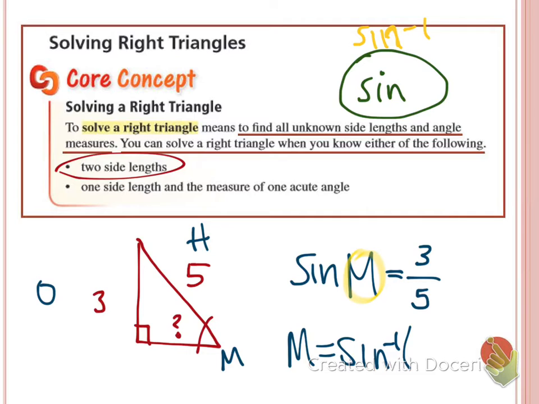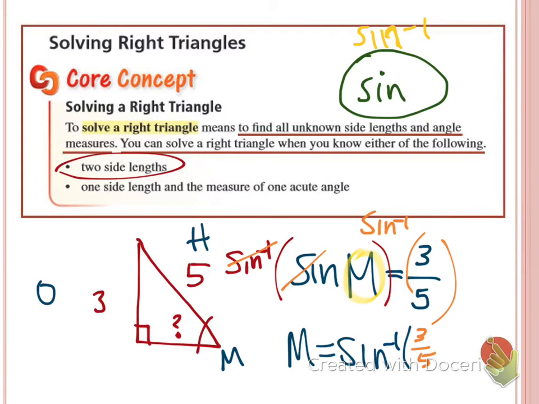Here's why you would do this. I want to get rid of sine. I need to hit shift sine and have sine to the negative 1. What happens is the sines will cancel out. But what I do to one side, I got to do to the other. So I'd have to do sine to the negative 1 of this side. So what you're going to type in is sine to the negative 1 of 3 over 5. What is it?